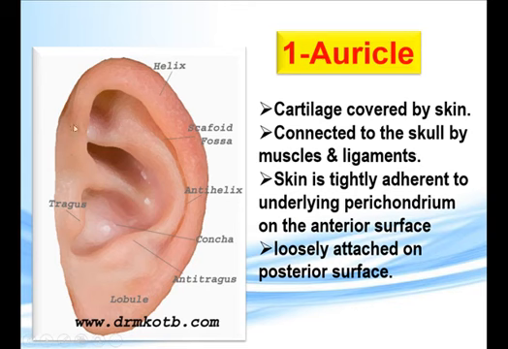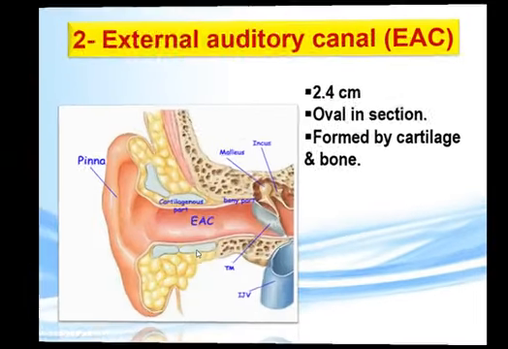It is a cartilage covered by skin, connected to the skull with some ligaments and some muscles. This skin, take care, is adherent to the underlying perichondrium, especially on the anterior surface of the auricle, while the posterior surface is loosely attached.